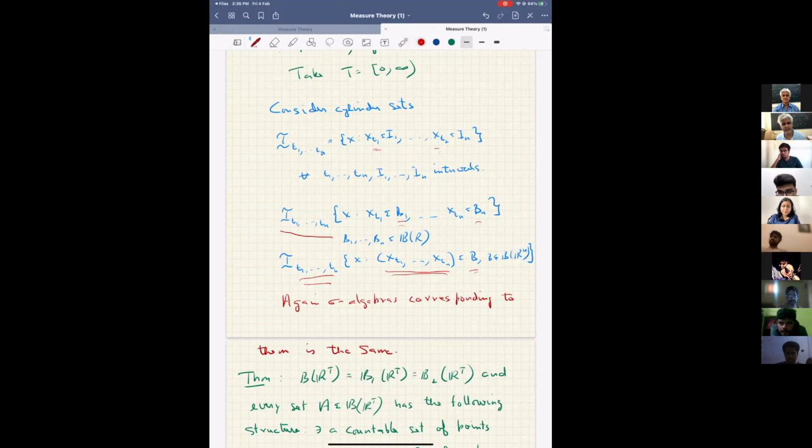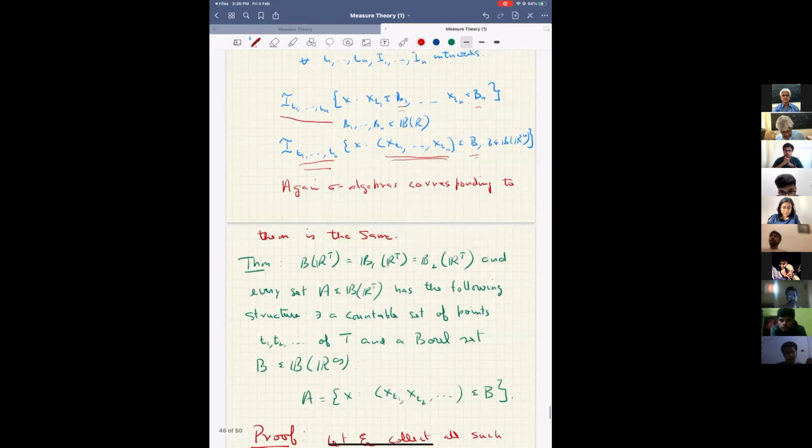So I'll assign probabilities to these algebras, and then my big theorem is going to extend them to the sigma algebra. That's the spirit of things. But what's nice here is as follows. What's elegant in all of this is this theorem right here. So that's why all this is worthwhile. B(R^T) is equal to B1(R^T) is equal to B2(R^T).